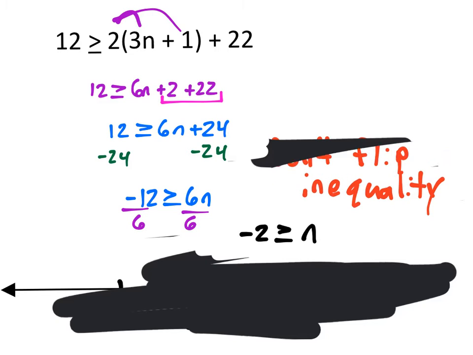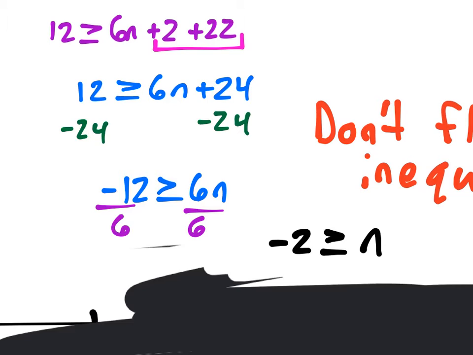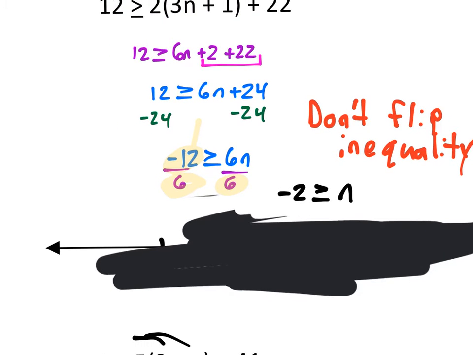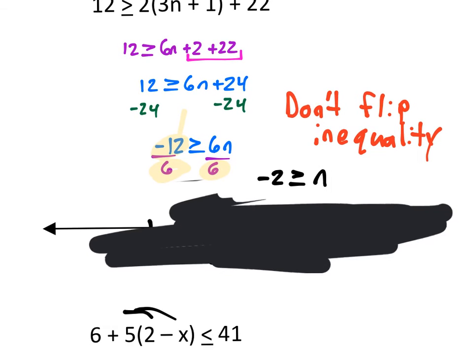Notice here that we did not flip the inequality. Sometimes people will ask, why didn't we flip that inequality? There was a negative number right here. Remember that it's the step that we do. We divided by a positive 6. So although this 12 is negative here, that doesn't matter. It's about what we do to keep the inequality balanced. We divided by a positive number, so we would not flip the inequality.